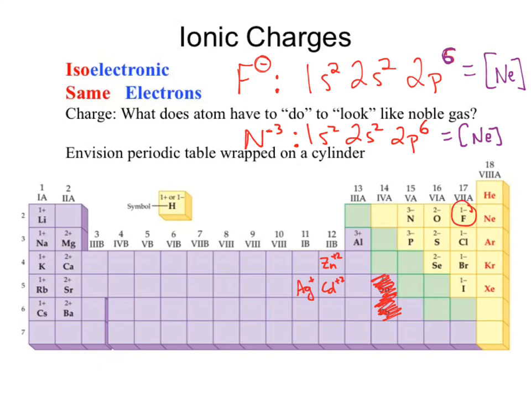Aluminum can look like neon, or it could look like argon. What does it have to do to look like neon? Lose 3 electrons. To look like argon? Gain 5, which is easier. Lose 3. Okay. Your charges are all about trying to look isoelectronic to your noble gas. Which of the noble gases is easiest for it to get to? That's where those common charges come from. Okay? So if you know how to derive that, then you can solve for all of those right away.